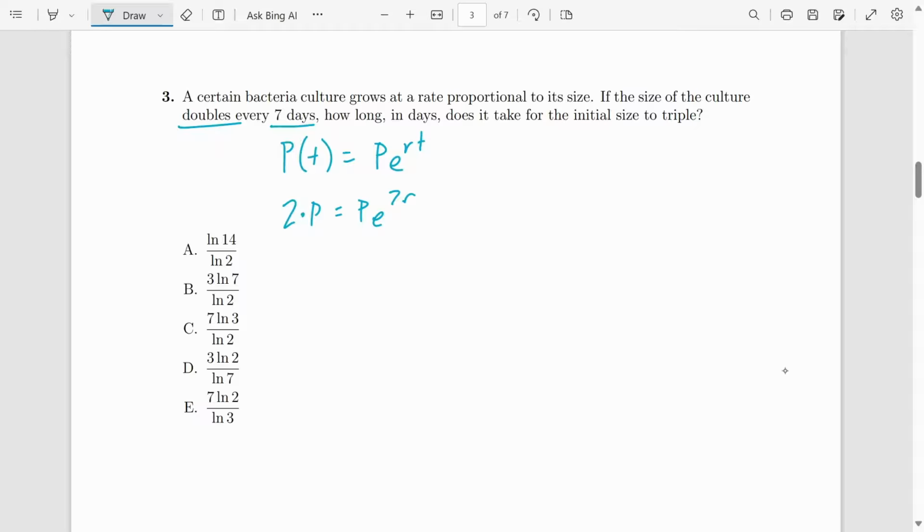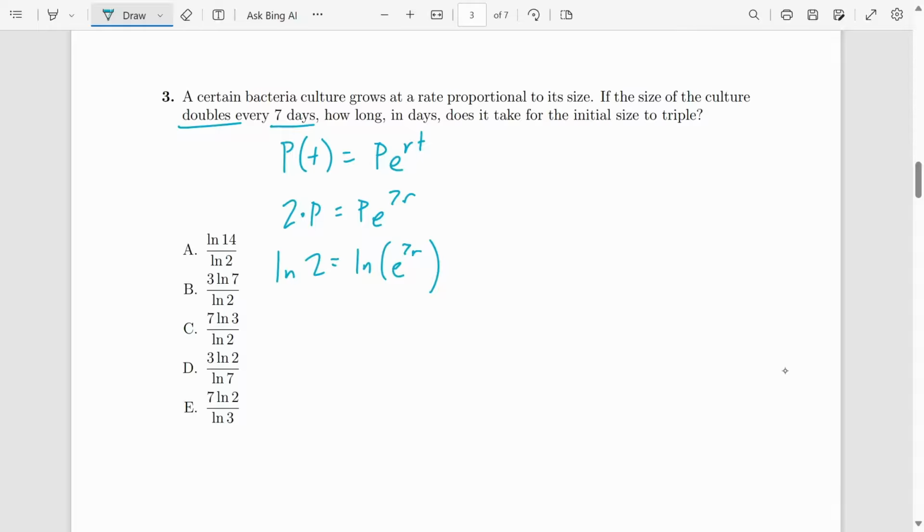So now we have this. We do have 2 different variables, but fortunately the p's are just going to cancel each other out if we divide by that. And after that, we'll only have one variable, r, and we can go ahead and solve for it. So let's divide both sides by p. We'll get 2 equals e to the 7r. To get this 7r all by itself, we can take the ln of both sides. So this will become ln of 2 equals the ln of e to the 7r.